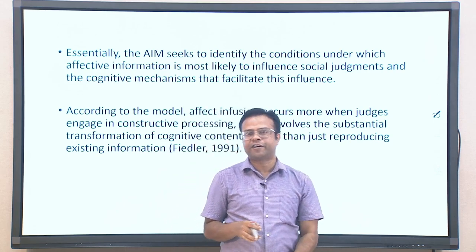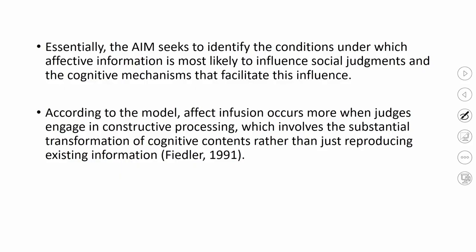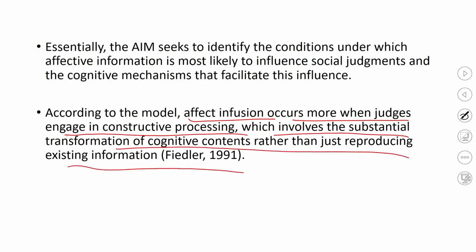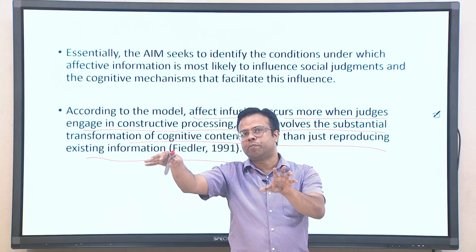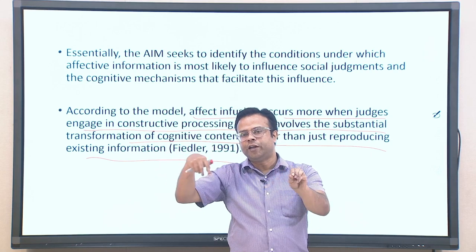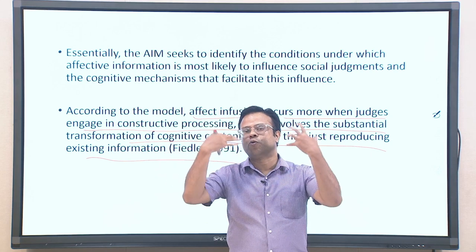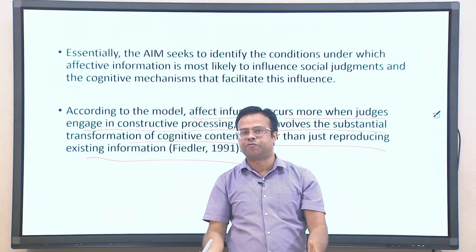According to this model, affect infusion, the affective influence of emotion, will occur more strongly when a judge engages in constructive processing, which involves the substantial transformation of cognitive components rather than just reproducing existing information. So, it is saying this influence of emotion on cognition will be much stronger when we need to do more constructive, more complex processing of information.